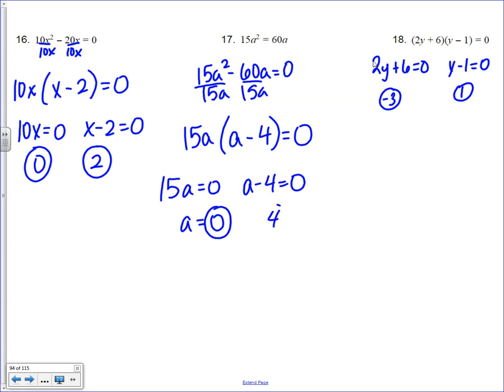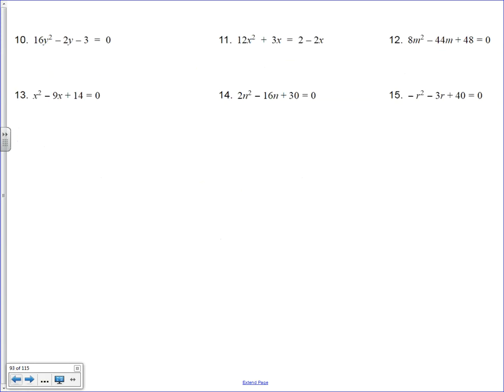I get a 0 and I get a 4. Okay, so that's taken care of across the bottom row. Let's go up to the next row above that. Let's look at number 13.